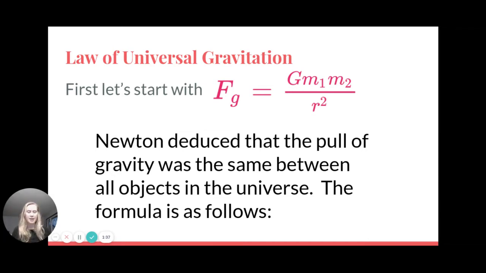And so he came up with the idea that the pull of gravity between two objects, say the moon and the earth, was the same as the pull between two objects like an apple and the ground. And so he came up with the idea that gravity is universal. It's happening everywhere in the same way. And actually, he did a lot of calculations and data using this equation to back it up. So let's talk about this equation.